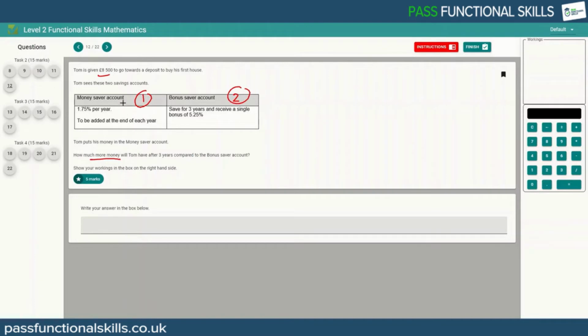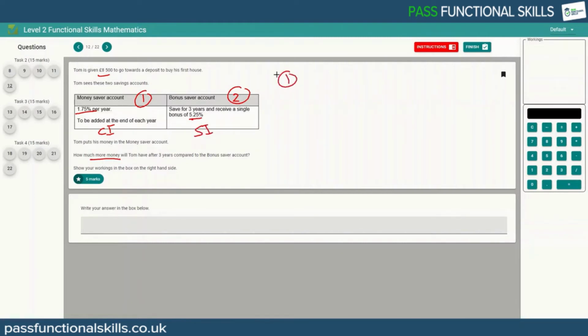So just looking at the terms quickly of each one, we get told that this will pay 1.75% interest per year, to be added at the end of each year. So this will be compound interest, where the interest is added on the total amount in the account at the end of each year. Looking at the second one, the bonus saver account, we're told that you save for 3 years and receive a single lump sum bonus at a higher interest rate of 5.25%, but that will just be on the original value that Tom puts in. So that's just simple interest.